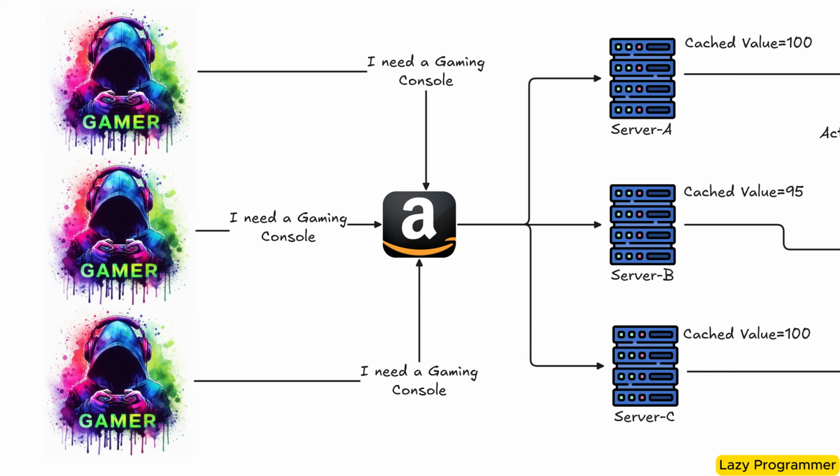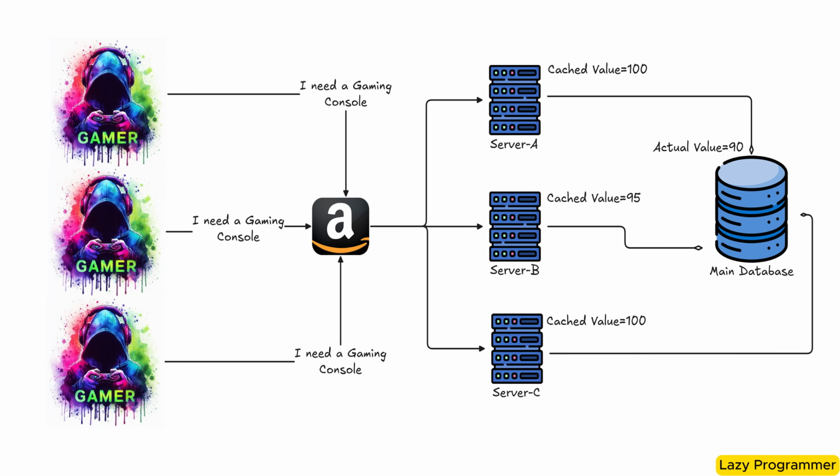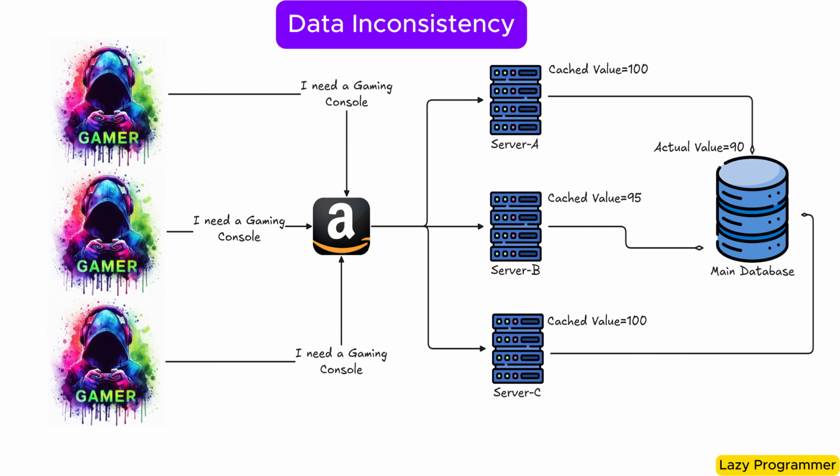stock in their cache. Server A's cache might show you 100 units, server B's cache might show you 95 units, and the actual database might have only 90 units. This inconsistency between the cache and the source of truth, which is the database, is known as the data consistency problem.